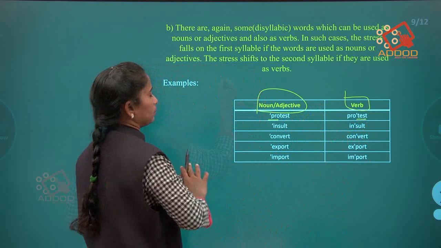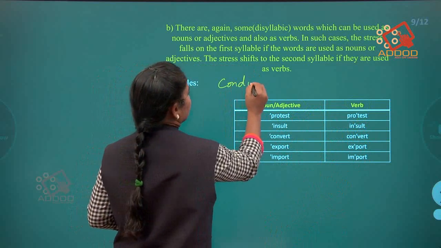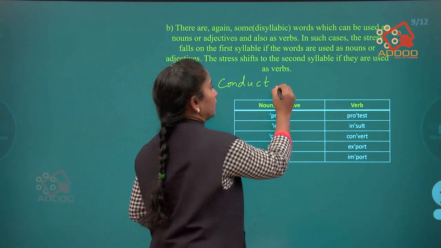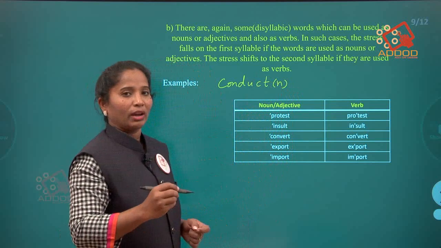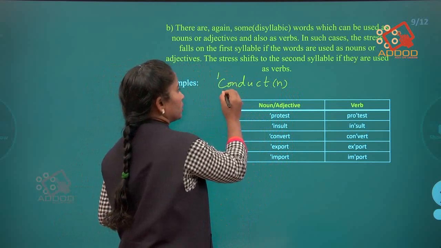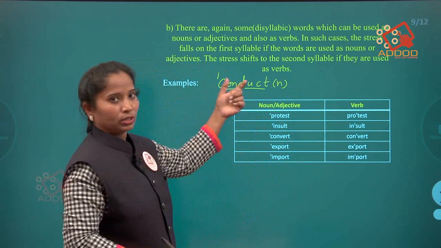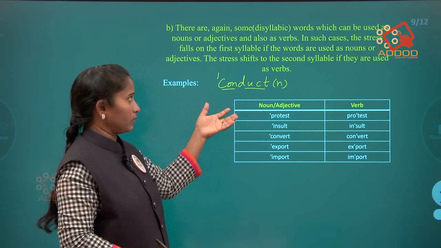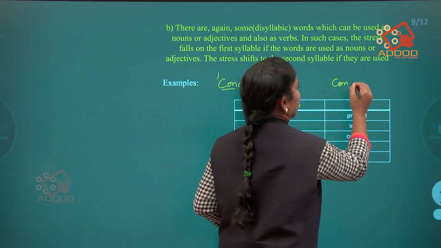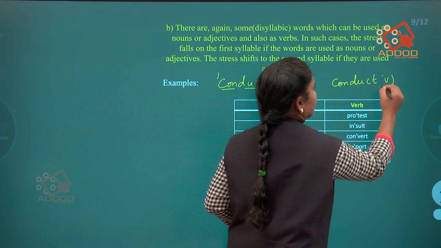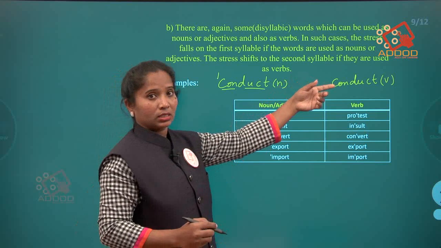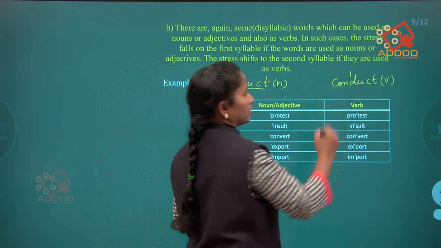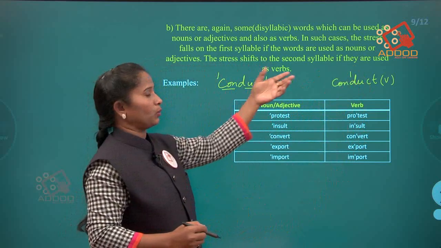For example, I'll give you an example. How do you pronounce this? If it is a noun, we have to stress the first syllable, because there are two syllables: conduct. So if it is a noun, then what is the meaning of this? You can use the same word as a verb also. Conduct. So all verbs should be stressed on the second syllable. So this is the second syllable, right? What is the meaning of this and what is the meaning of that?